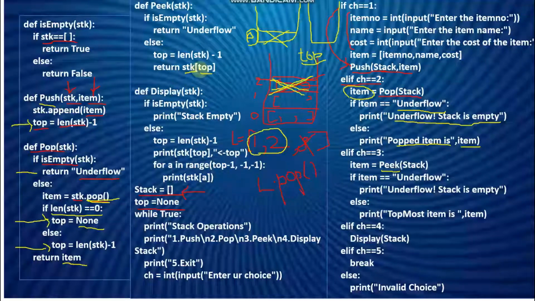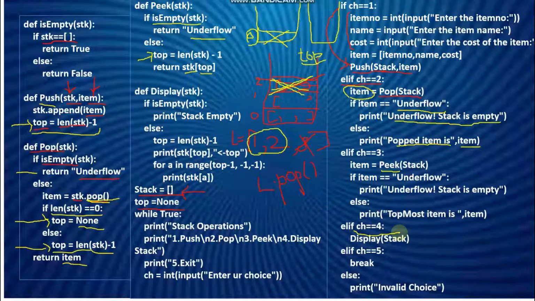So how to find the top value? Top is nothing but len of stack minus 1. Every time we'll be having top value as len of stack minus 1. The only time I'm going to have top as none is when the length of the stack is 0. Otherwise my top value is len of stack minus 1. Here also I'm going to check whether the stack is empty. If my stack is empty, I'm just going to return underflow. Otherwise I'll be telling that this is the particular element which is available in the stack.